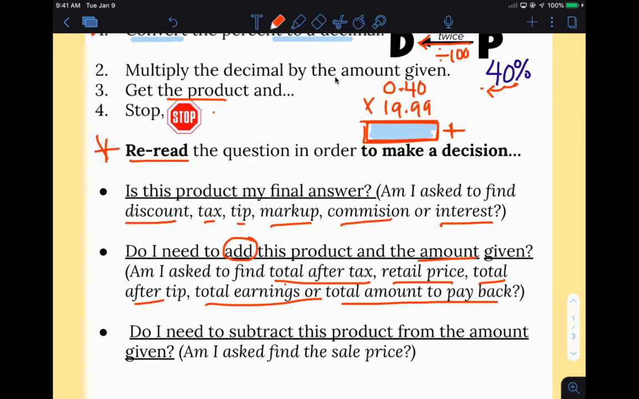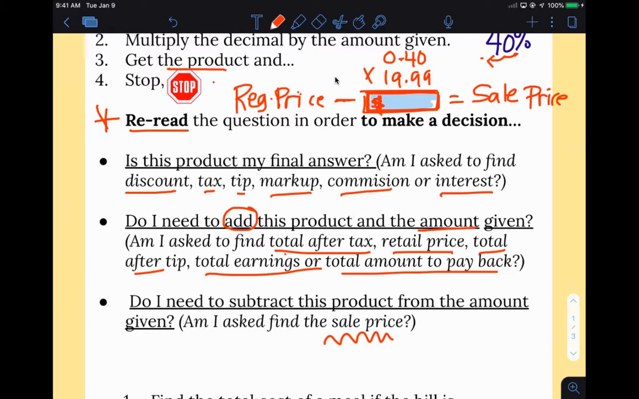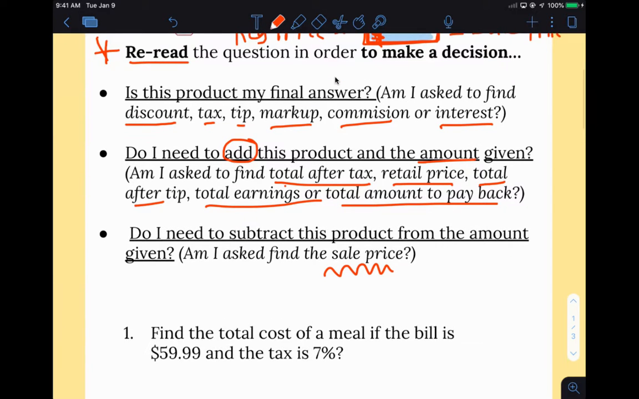But let's say that what we're looking for is the sale price. How much would I pay after I get a discount? So in that case, the product that we get here must be subtracted from, let's say, the regular price. So after we get our discount, we subtract this number from the regular price, and then bam, that will be our sale price. So we need to be very careful when we read the final question of what we need to find in order for us to get the correct solution. So let's practice a little.